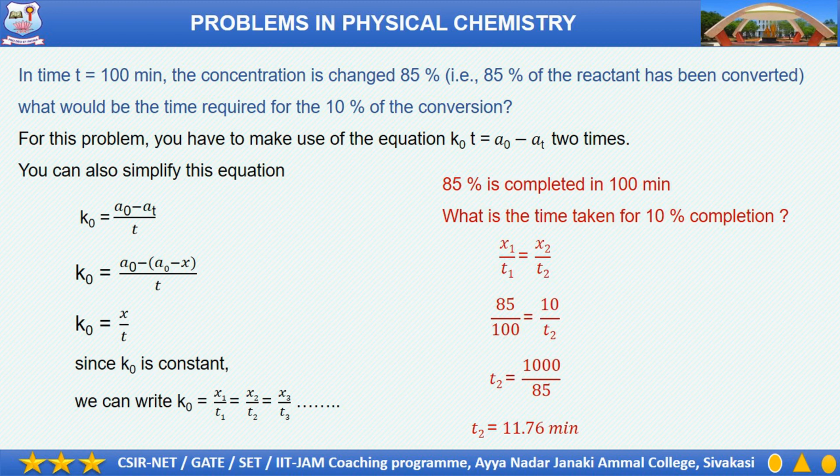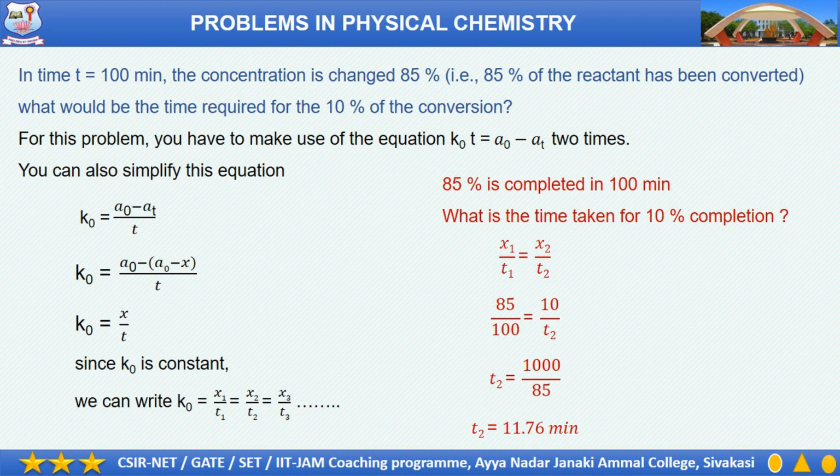But that is a methodology used for class purposes. In the CSIR examination, it will take some more time. We should reduce the time of solving the problem, for which we can use one thing. K naught is equal to A naught minus At by t. What is At? At is the amount left after time t.